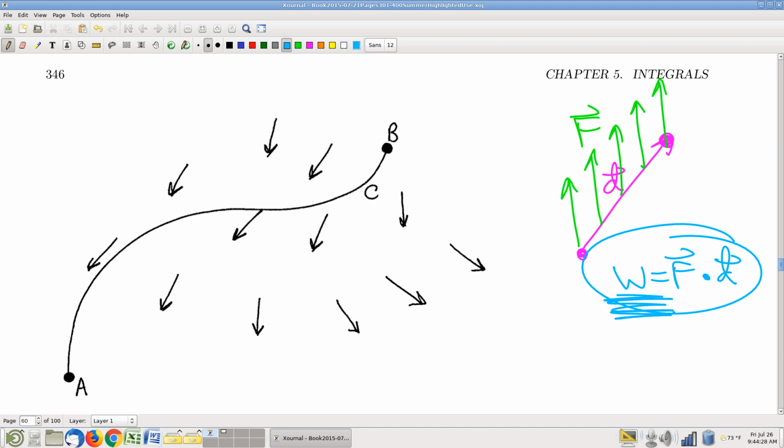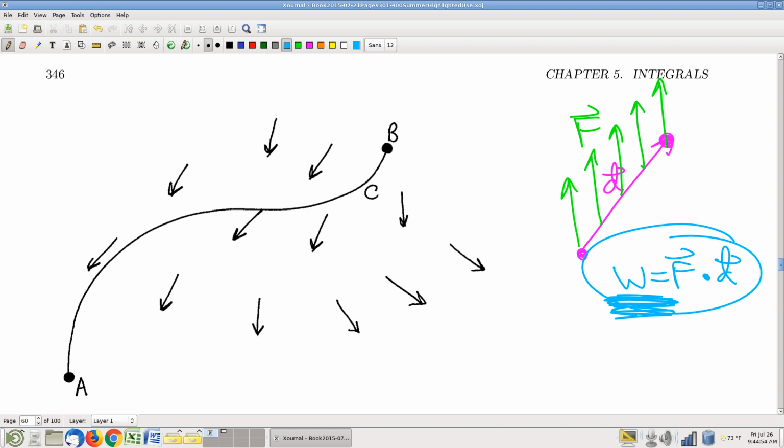Work has units of energy. Work is energy, in fact. The word work simply refers to energy in a certain context. It refers to, how much energy does it take to perform a task? So in that context, they call it work. But let's not be confused. Work is, in fact, just energy. And energy has units of force times distance.